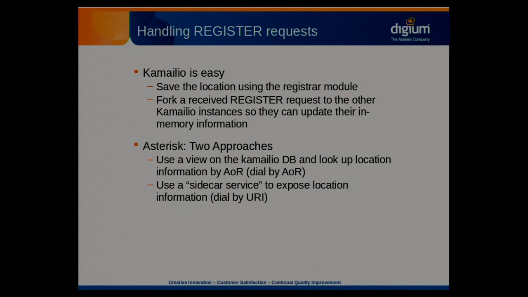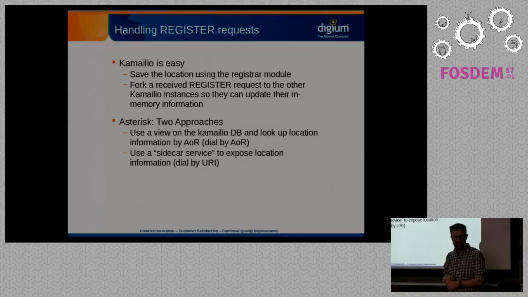Well, in Kamailio, this is a very easy problem. This is a very well-known problem to solve. Use the location module. If I have a couple instances of Kamailio in my cluster, I can fork the register request to the other Kamailio instances, and they can be smart enough to go, oh, I'm just updating my in-memory information, and so they're keeping track of all the registrations. In Asterisk, I've got two different approaches that I could do. One is that I could create a view on the Kamailio database and look up the location information by the address of record, which in the PJSIP stack, we call dialing by AOR.